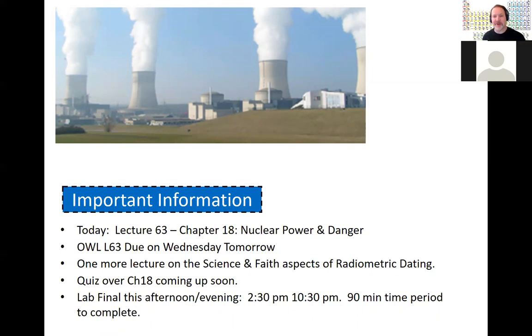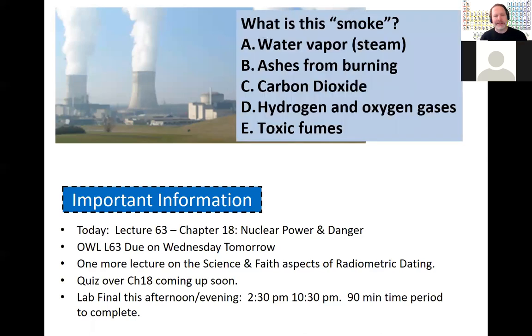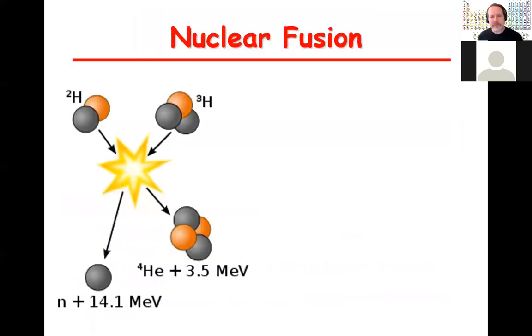If you have a question for all viewers here, look at these power plants. What is this dangerous looking stuff that's coming out of these smokestack looking things? What is this smoke? Anybody know? Water vapor, ashes from burning, carbon dioxide, hydrogen and oxygen gases, toxic fumes. What's going on? Well, hopefully you answered water. That's because these are nuclear power plants, and all they are is big steam kettles, tea kettles, just boiling water. And the heat generated from the radioactive materials just boils water. Pretty interesting.